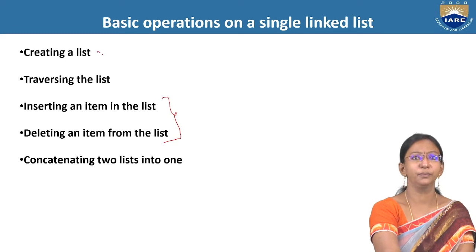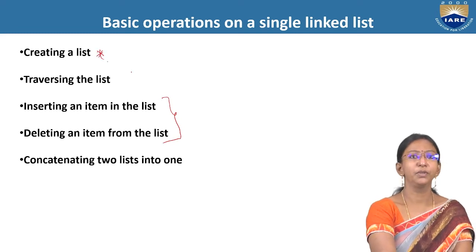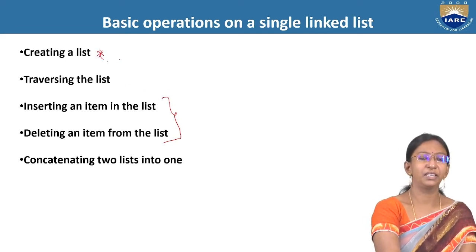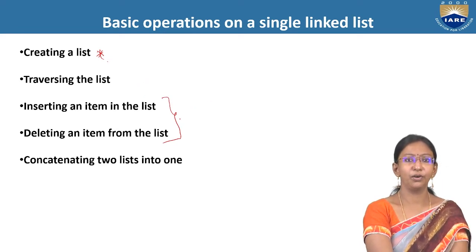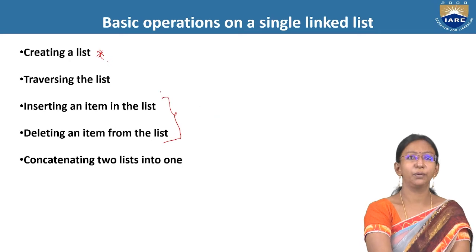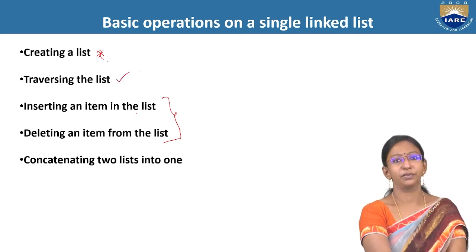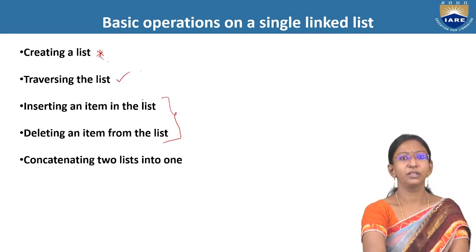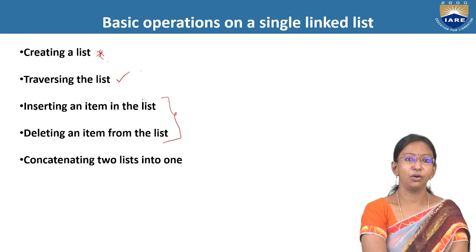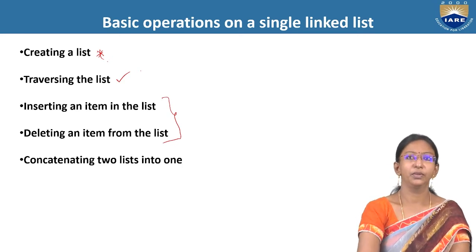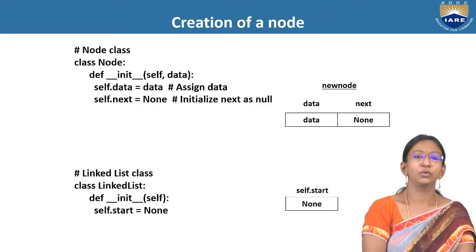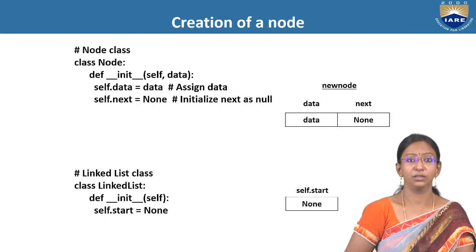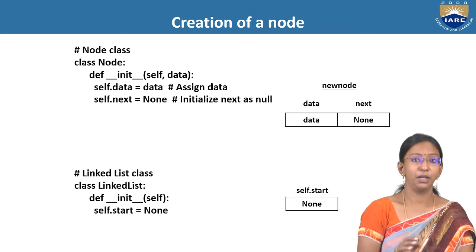After creation, which will be the primary one, to check whether you have created it properly, or inserted an item properly or not, deleted an item properly or not, you need the traversal, right? So these are the four basic operations that we have. Let's go through them one by one. So first we have to create a node, right? So that is the main point.